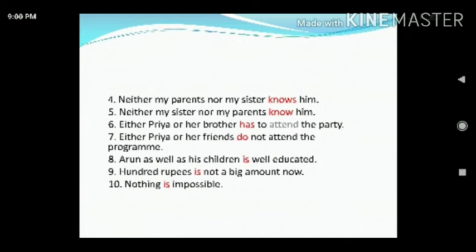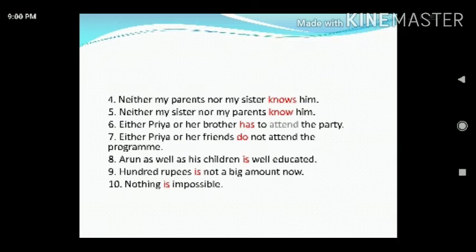Sixth one, either Priya or her father has to attend the party. This is also a compound subject joined by either or. In this case also we have to give preference to the second subject which is singular, so we used has as verb. And seven, either Priya or her friends do not attend the program. The second subject is plural, so we used do as verb.